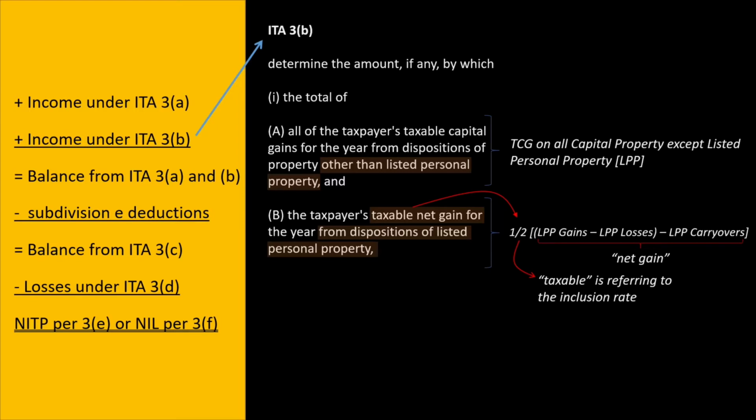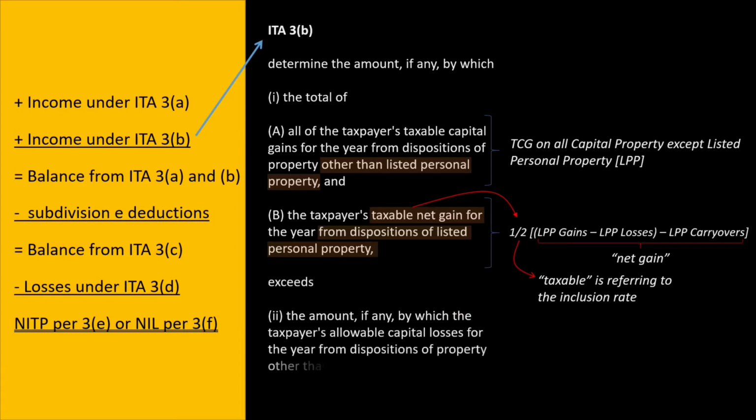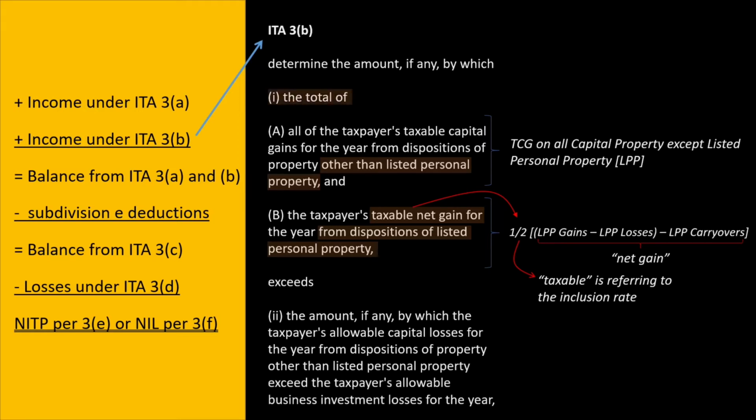And you'll recall the rest of this. By how much does all of this exceed subparagraph 2? And subparagraph 2 is where we talk about allowable capital losses from the dispositions of property other than listed personal property, because that was dealt with above. And by how much does that exceed our allowable business investment losses for the year?